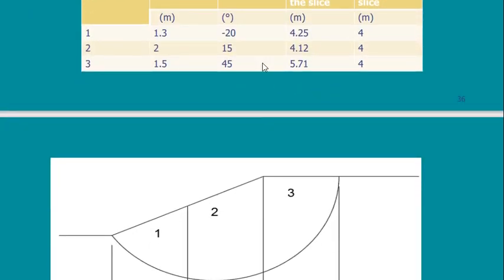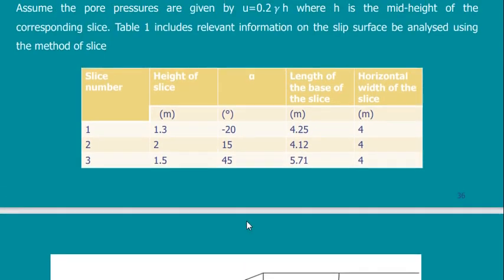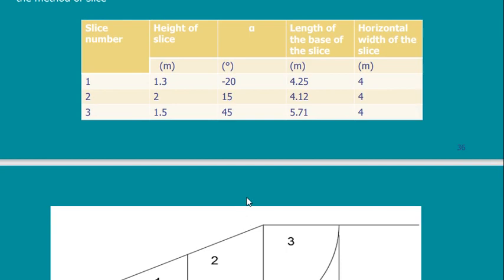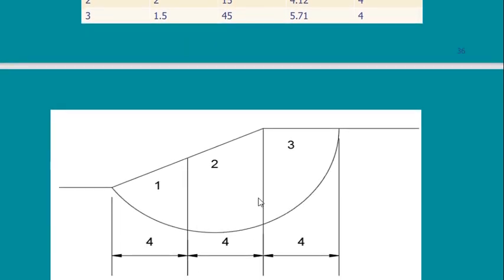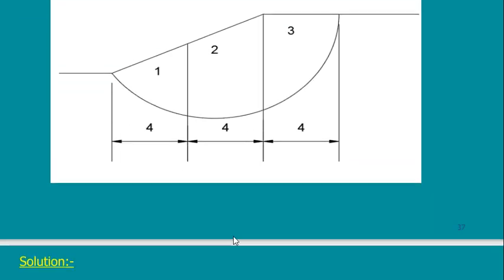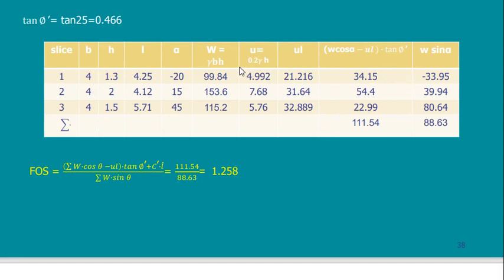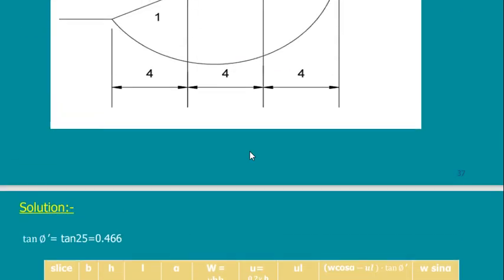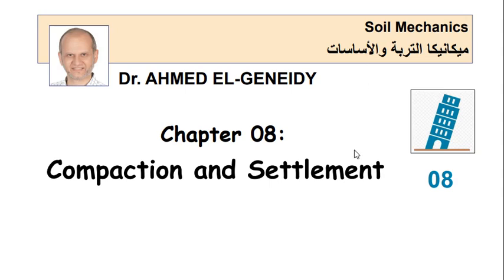Then this is an example. This example is similar to the example that is given to you in a separate lecture. You have to study both, and this table is very important. This is the factor of safety that is calculated based on this table. This is very important. Go to the other lecture.